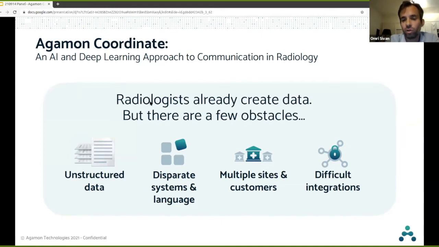And lastly, we all know that it's difficult to integrate with systems across the healthcare ecosystem. This goes to things like interoperability and APIs, which we know are still not at the place that we've all wanted them to be at the moment.